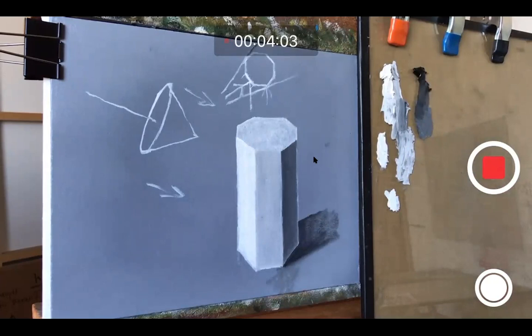So you want to be aware of that, whether we're looking at a simple object like this faceted column, or this 8-sided column, or if we're looking at more complex objects like the still life we're going to be painting today.